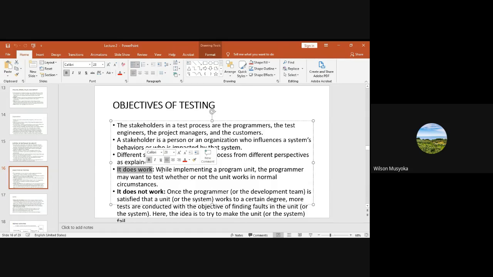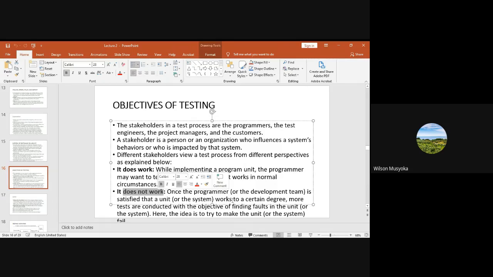And this stakeholder will be looking at the system from a program unit or a system unit. So that person will be either a developer or a tester, and is the one who is asking, does it work? Then there is another one who will be asking, why does it not work? Or why is it not working as expected?